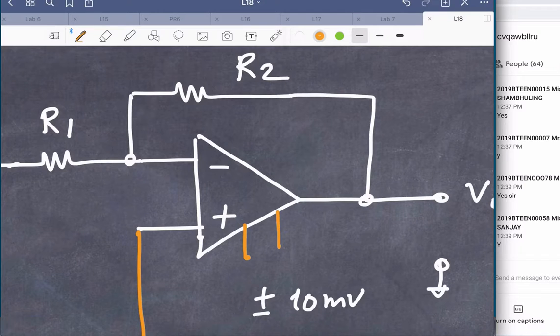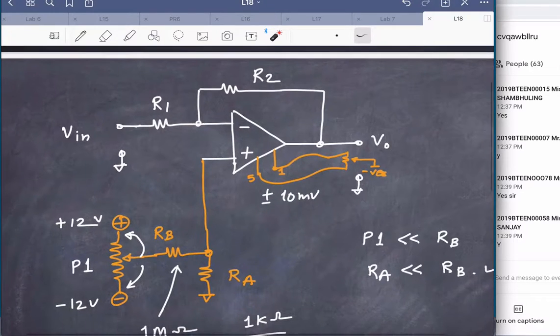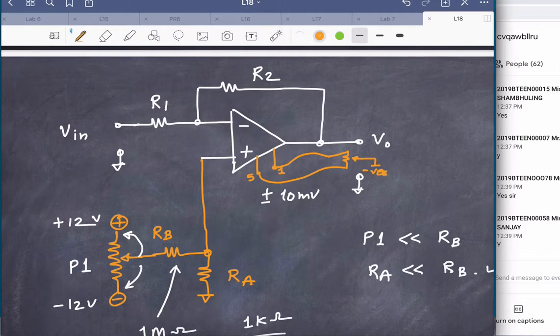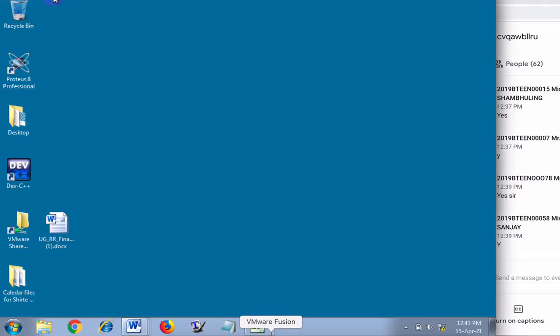So these 2 pins, pin number 5 and pin number 1 of 741. Here you have to take these pins and then connect a potentiometer, and this should be connected to minus VEE. So by adjusting this potentiometer, you can adjust the compensation, you can adjust the imperfection in the op amp. Okay, that also you can refer to the data sheet. Please refer to the data sheet for this circuit, or you can get it on Google, no problem. Fine.